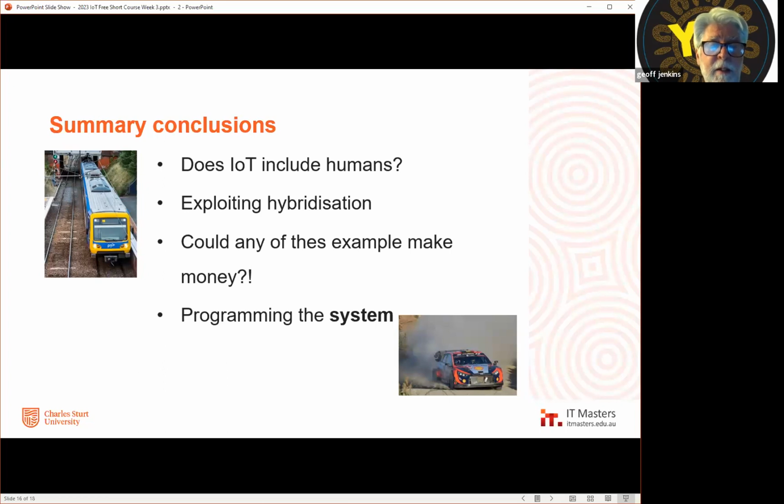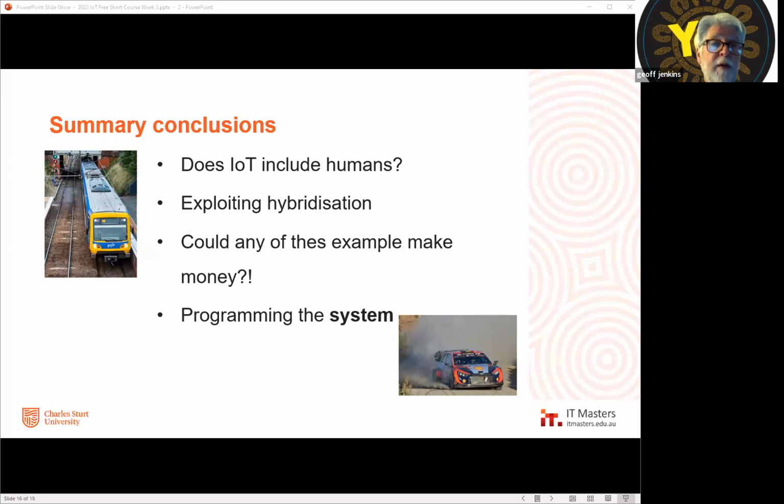Does IoT include humans? I think I want to say that it does. It certainly includes humans in the sense that good IoT projects have a whole lot of programming built into them. Everywhere where there's a logic context, there'll be a program running, and they will interoperate, and humans will have designed it. So in a fundamental way, right at the beginning, in the design, there are humans.